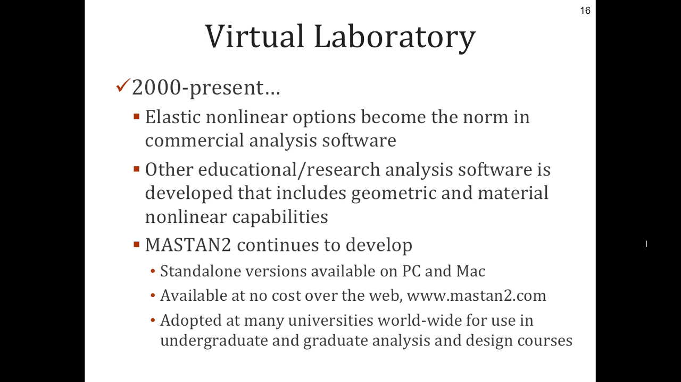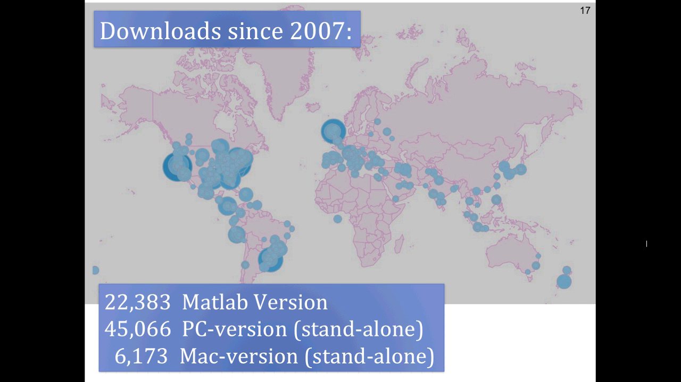And MASTAN itself continued to develop, and we have PC versions and Mac versions, and it is available over the web. And like I said, it's been adopted at many universities worldwide in both undergraduate and graduate, not only analysis courses, but steel design courses. So here's just sort of a quick graphic to show you. In 2007, it used to be available on CD. In 2007, it became available via the internet. And since 2007, I sort of monitor where it's being downloaded, not specifically to you, but your location. And this map sort of shows the world, and the size of the diameter of the circle represents sort of the number of downloads. And so you can see U.S., it's pretty popular, but you can sort of also follow the trends through Brazil or in Scotland or wherever you are in seeing where MASTAN's being used.